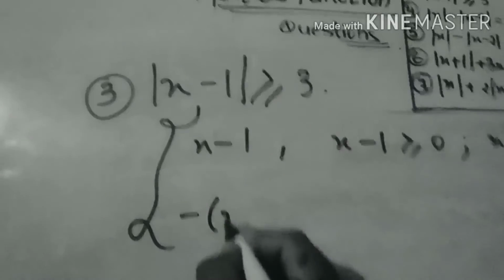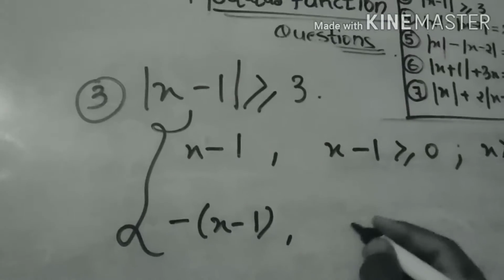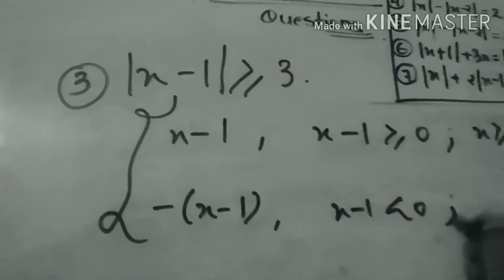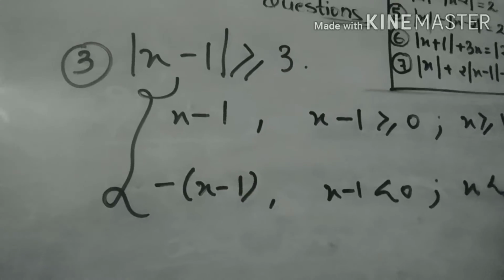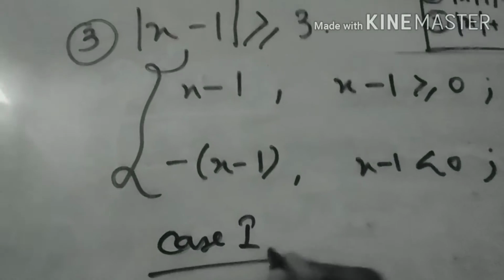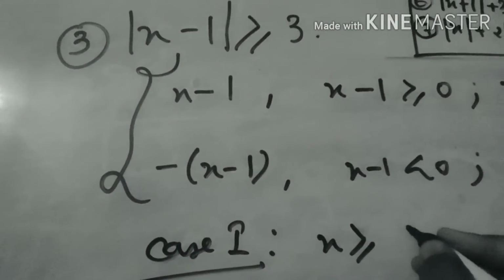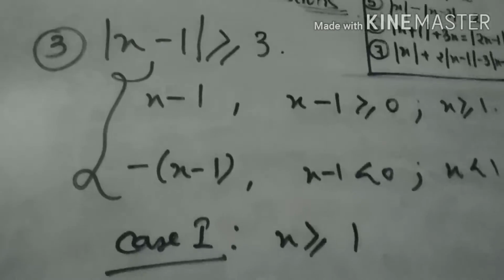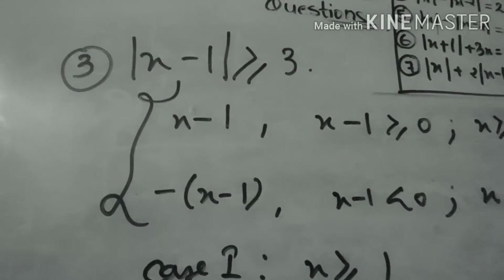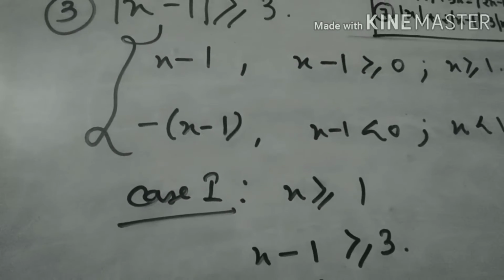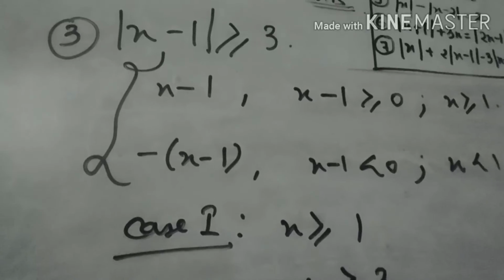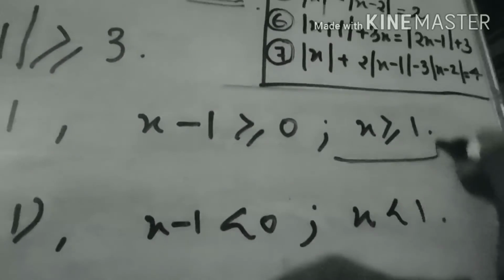It will be returning minus of x minus 1 when x minus 1 is smaller than 0, or we can say x is smaller than 1. Now two cases will be formed. First case: x is greater than or equal to 1, and when x is greater than or equal to 1, the modulus x minus 1 will return x minus 1, greater than or equal to 3, which means x is greater than or equal to 4, which is satisfying the condition that x must be greater than or equal to 1.